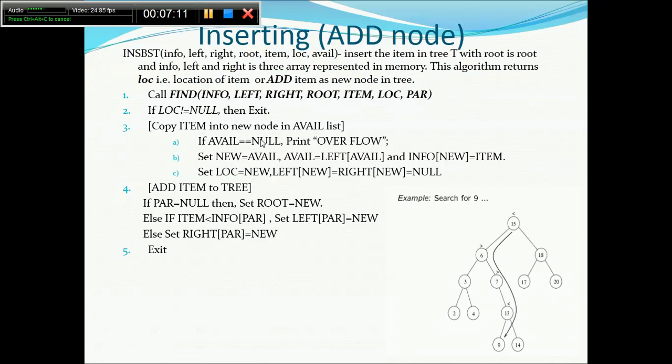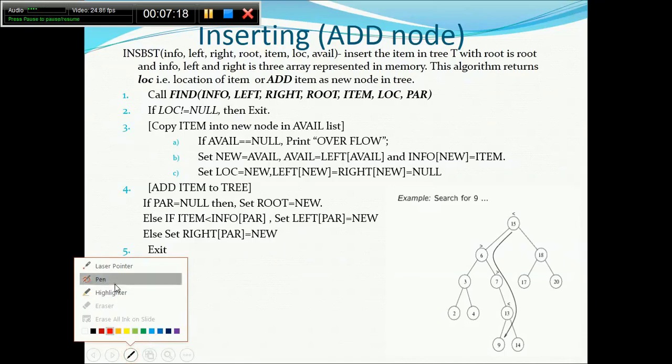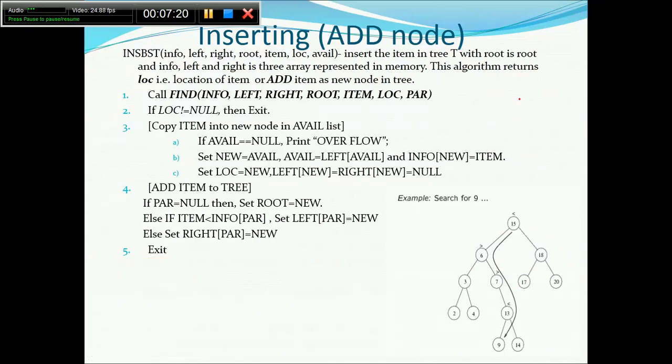So in this case, let's say we call the find algorithm. Suppose in this particular given tree I want to add 24. How this algorithm could actually work, we'll see. For 24, call the find algorithm.